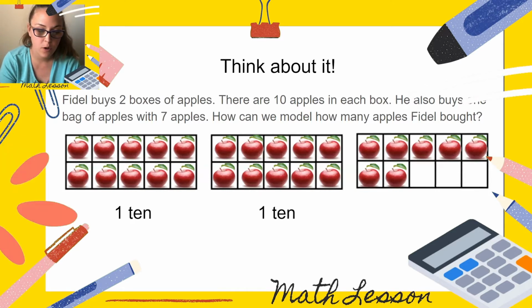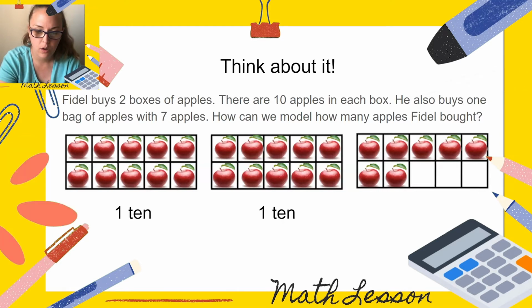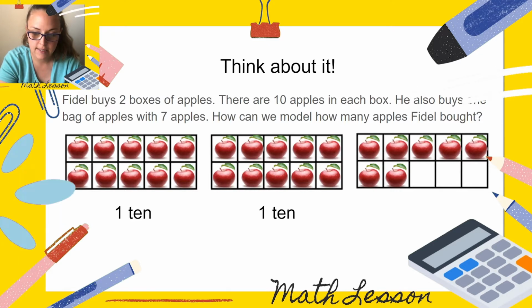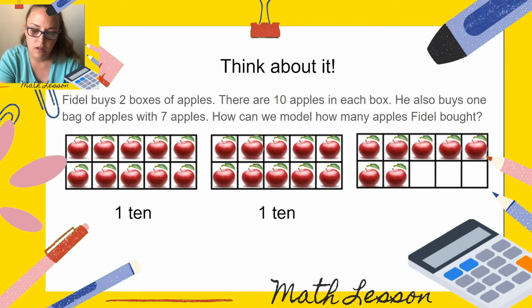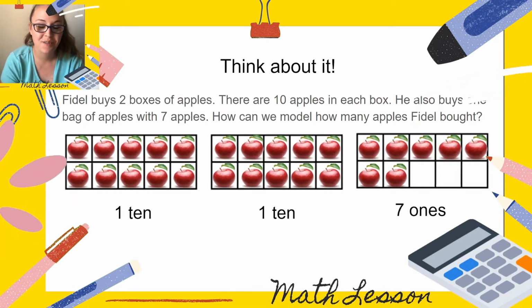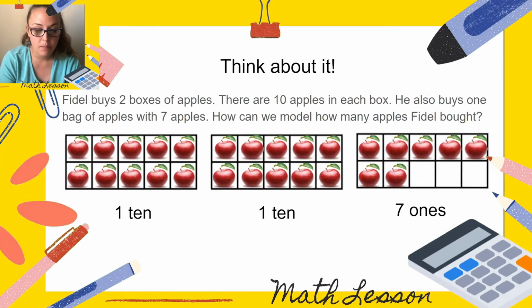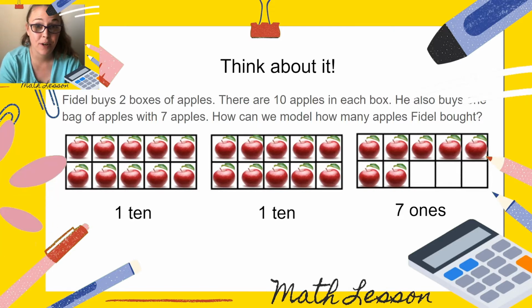So now we have a 10 on the left, a 10 in the middle, and how many do we have on the right side? Can you count them? 1, 2, 3, 4, 5, 6, 7. But that's not a full 10 frame, so what do we call those? That's right, 7 ones. So we can model how many apples Fidel bought by placing them into 10 frames.